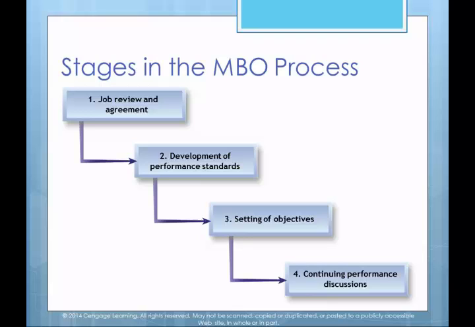The employee and the supervisor review the job description and determine the key activities that constitute the employee's job. They develop the performance standards together and what is a satisfactory level. You know, for example, a quota that they may have to hit. Setting objectives together, the employee and supervisor establish the objectives. So it's not a one-size-fits-all. It's for that particular employee. And then continuing performance discussion.